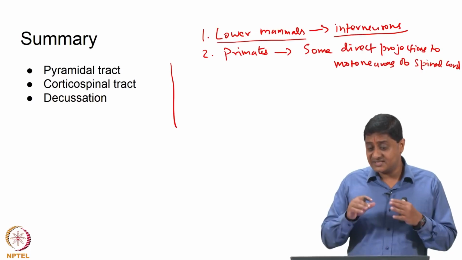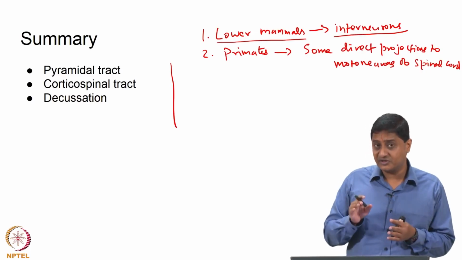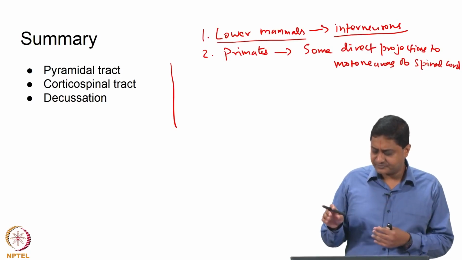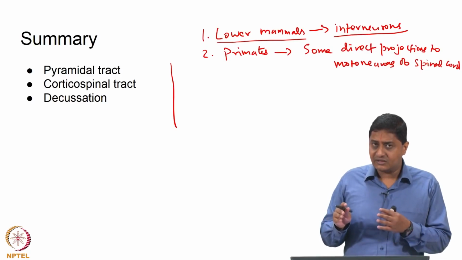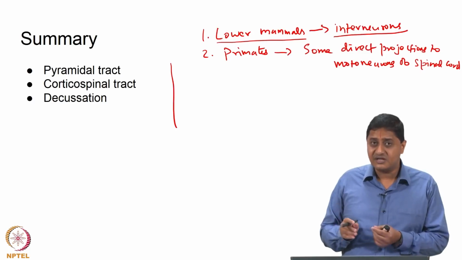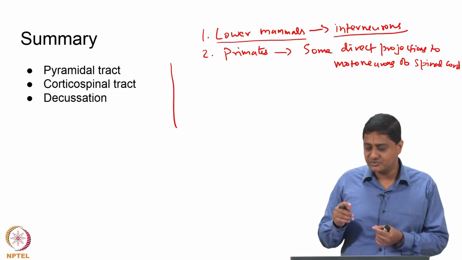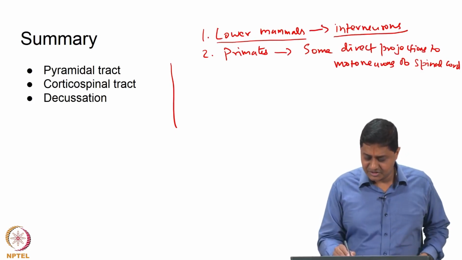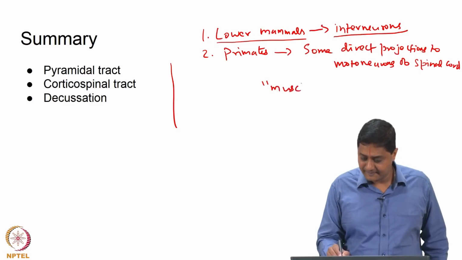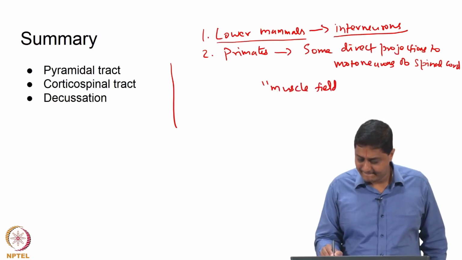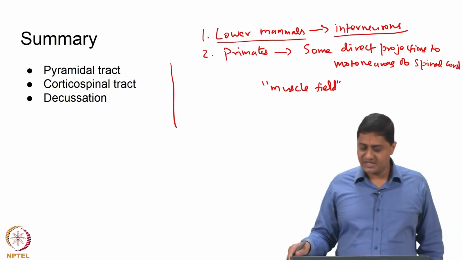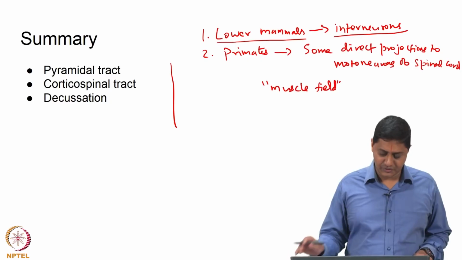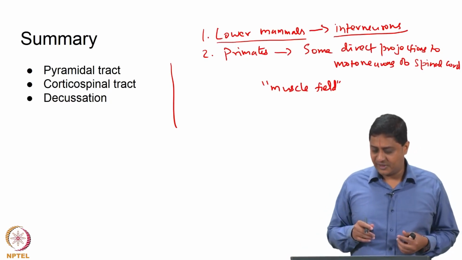So, these projections in the corticospinal tract that focus on multiple muscles, not just one muscle, that send projections to motor neurons controlling multiple muscles, constitute a muscle field. Okay. It also inhibits the antagonist of this muscle indirectly through the spinal interneurons. This is true in primates.